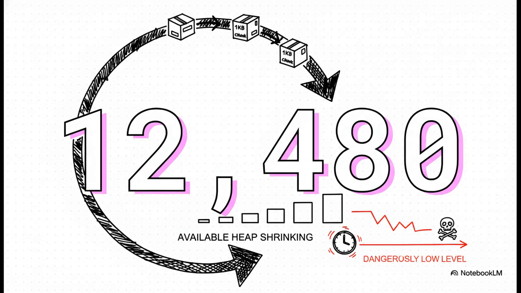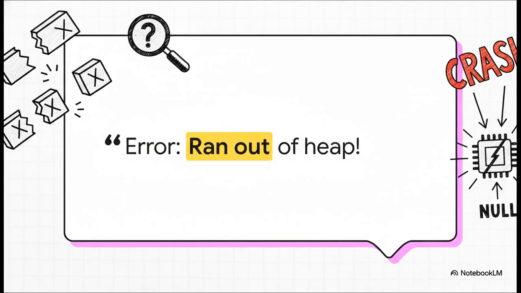Imagine that loop just keeps running and running and running. Each time it grabs another 1K chunk, but it never lets go of the old one. The available heap just keeps shrinking, relentlessly, second by second, until we're down to a dangerously low level like this. And then it happens. The next time our code calls pvPortMalloc, the system can't find a block of memory big enough, so it returns null. Our code probably wasn't expecting that to happen, tries to use that null pointer, and bam, the whole system just grinds to a halt or crashes completely.